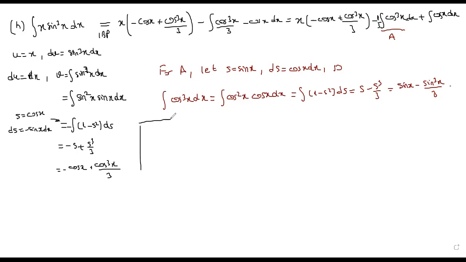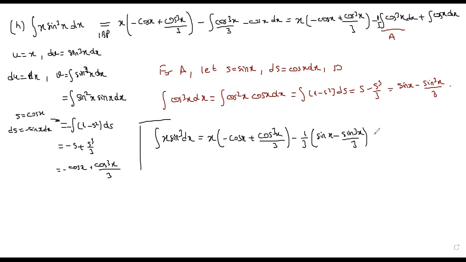we were given this integral, x sine cubed dx. So it was equal to this one: minus cosine x plus cosine cubed x over 3 minus 1 over 3 times A. A is equal to this now. Let's write it directly. Sine x minus sine cubed x over 3 plus this one's integral is equal to sine x, right? Sine x plus some constant. So we're done.